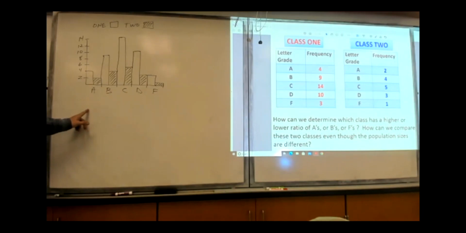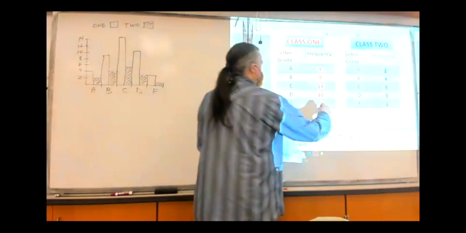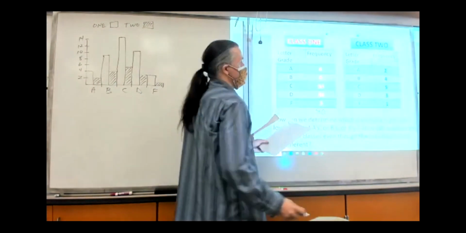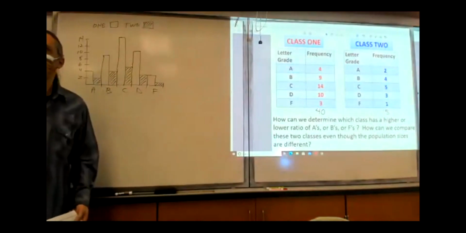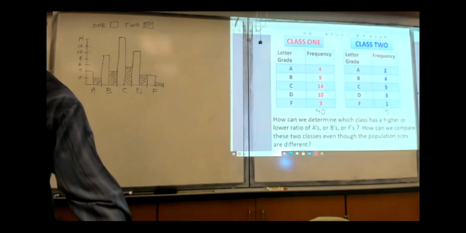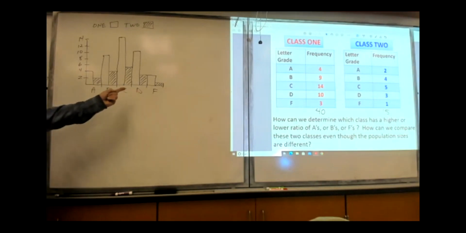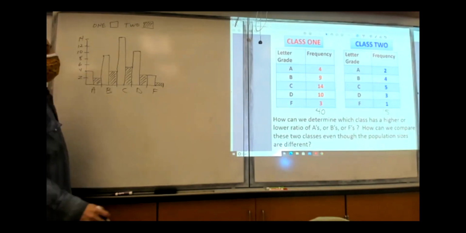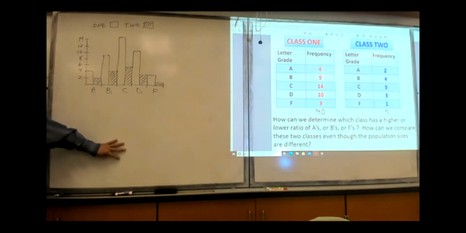That's true. But if you count how many students are in class 1, you have 40. And if you count how many students are in class 2, you got 15. So you really can't compare them fairly. There's a lot more people in class 1. Of course you're going to get more. Okay, so we got to convert to percentages, and then compare the percentages, and we'll get a more accurate way to compare these two classes.